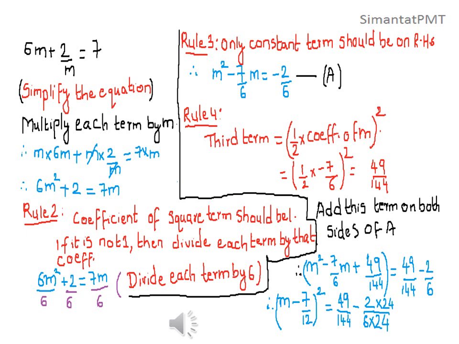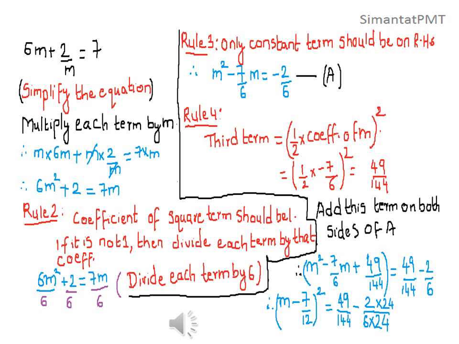Rule 2. Coefficient of square term should be 1. If it is not 1, then divide each term by that coefficient. In this case, coefficient of the square term is 6. Therefore, we divide each term by 6. So 6m square upon 6 plus 2 upon 6 equal to 7m upon 6. The 6 will get cancelled from the square term. Do not cancel out 2 and 6. We will keep that as it is.